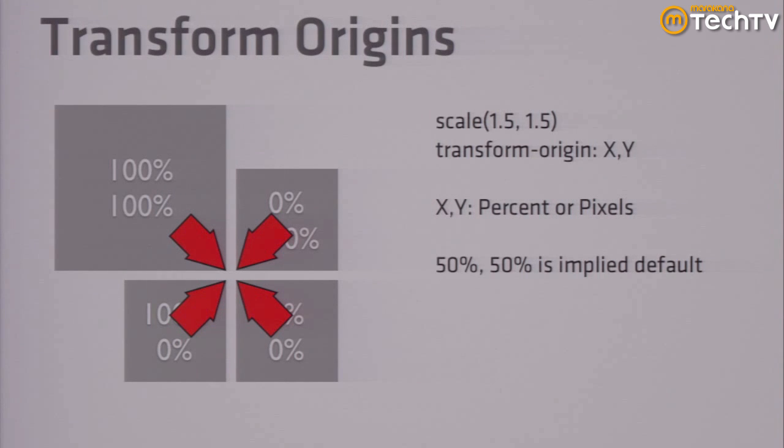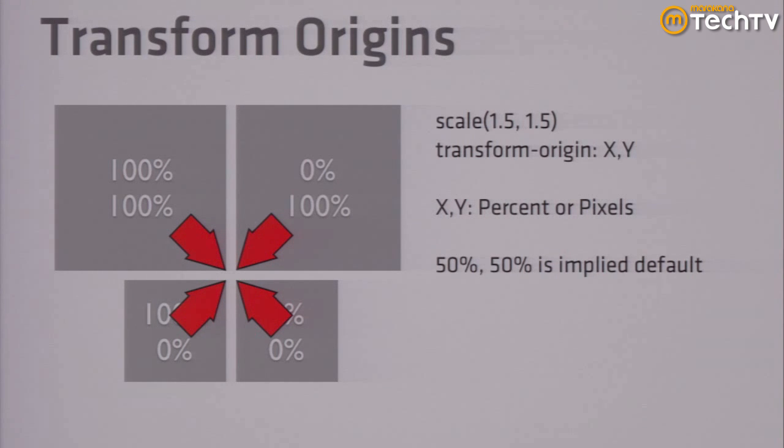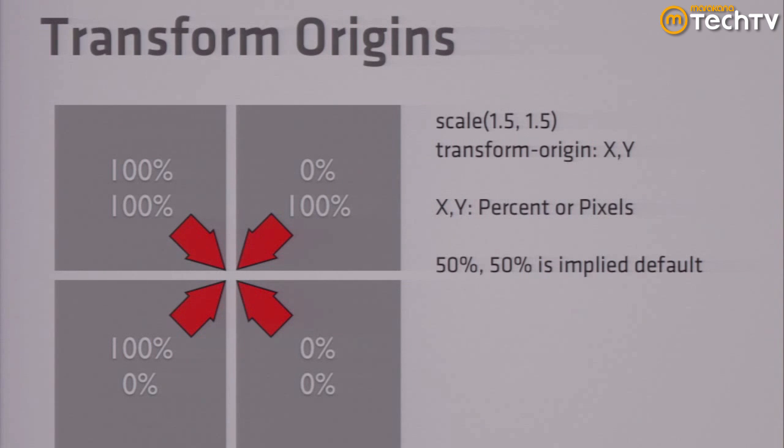So if you give it 100 by 100, it will actually use the bottom right corner of the block to scale things. If you give it 0, 100%, it will use the bottom left. If you give it 100, 0, it will use the top right. And if you use 0, 0, it will use the top left. 50% is the implied default.